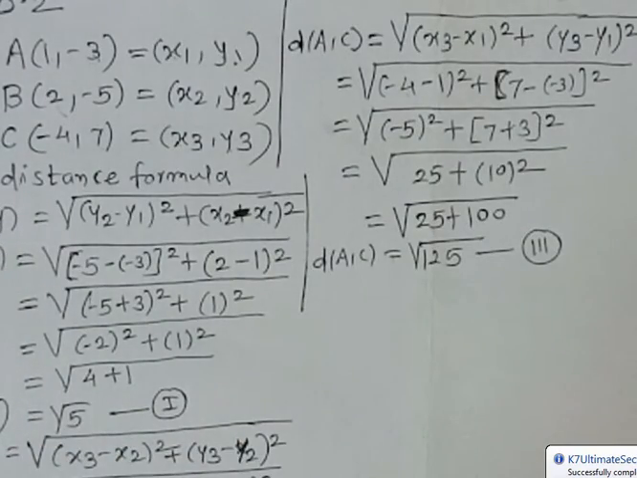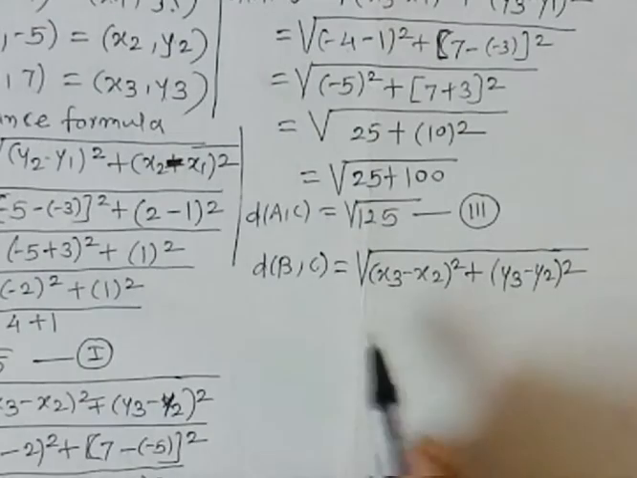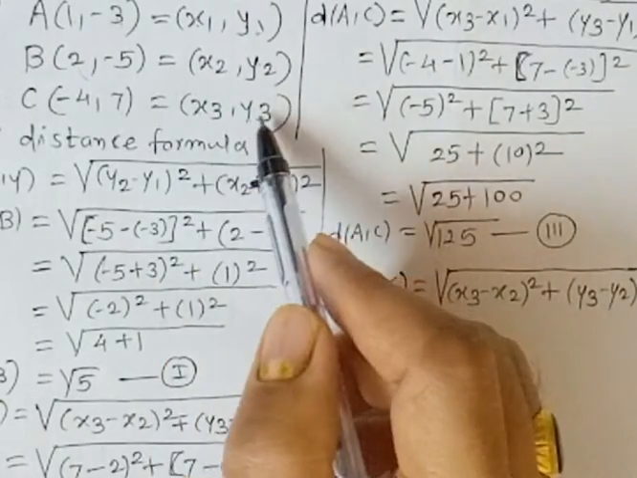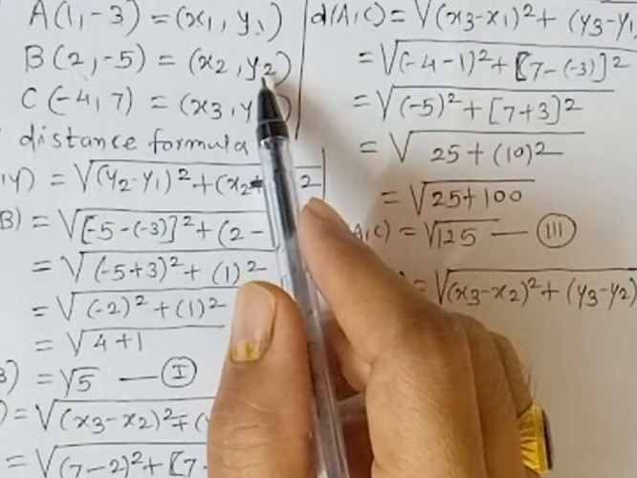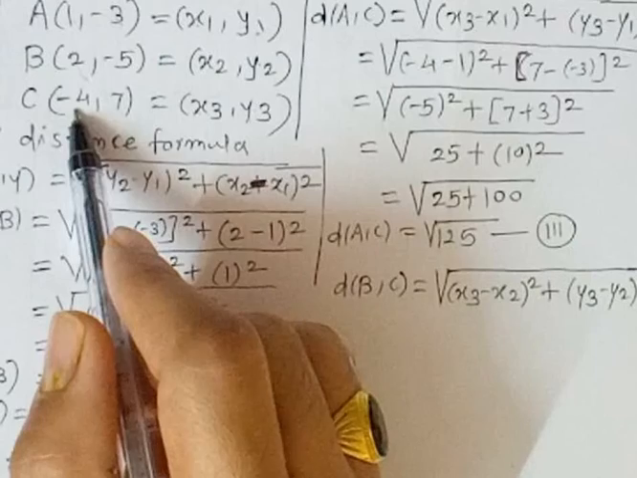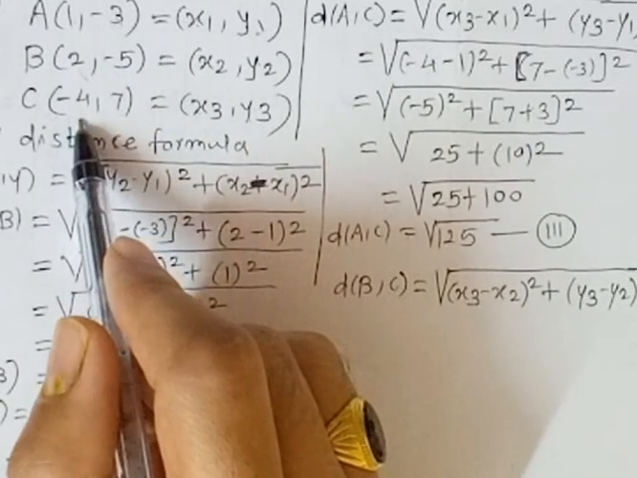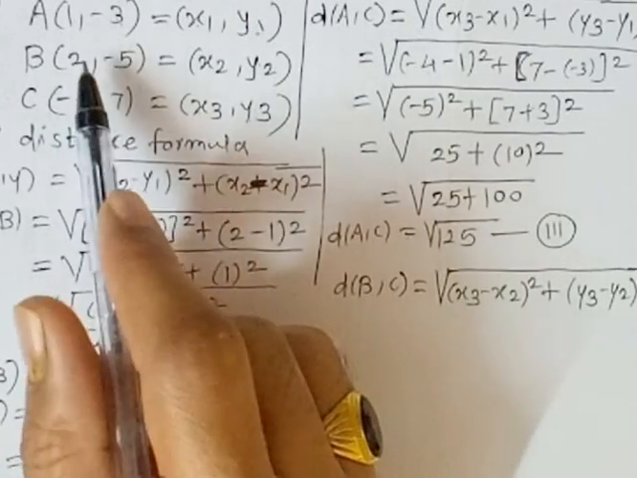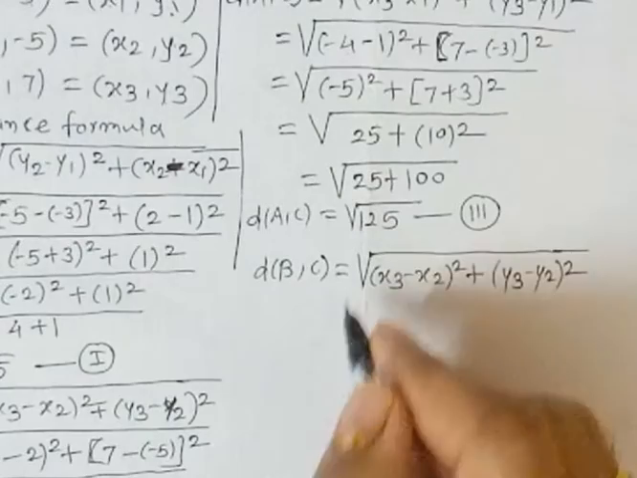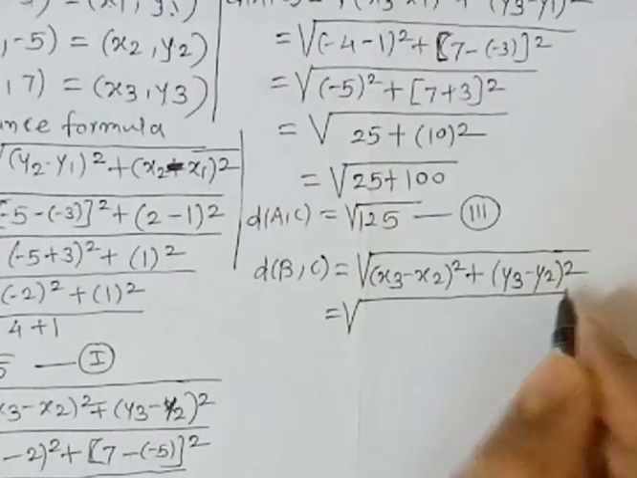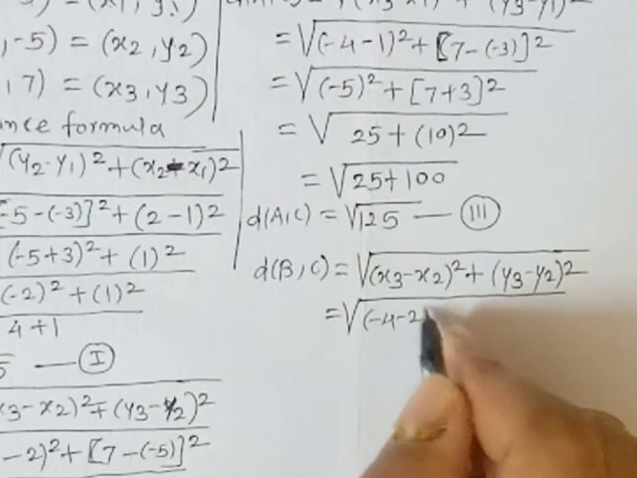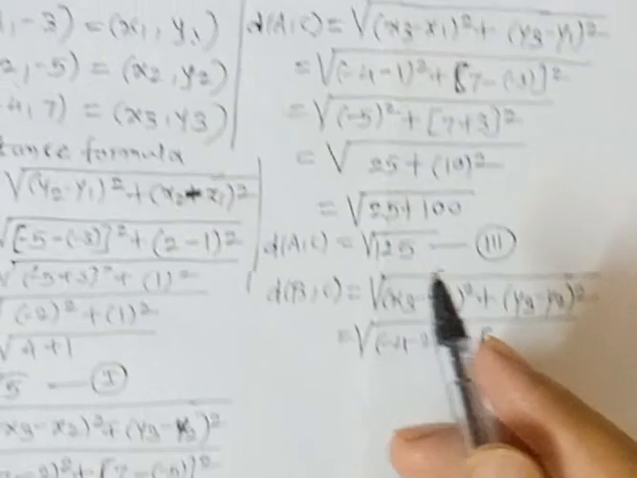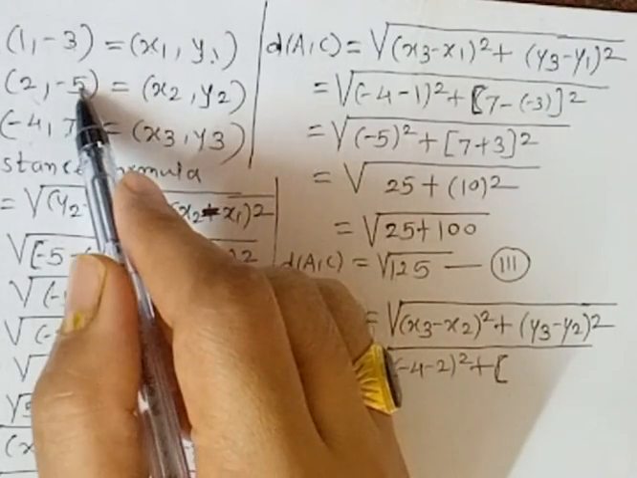Now we have to find out distance BC. Distance BC is equal to (x3 minus x2) to the whole square plus (y3 minus y2) to the whole square. Now here x3 is minus 4 and x2 is 2. Minus 4 minus 2 to the whole square plus y3 minus y2, here y3 is 7 minus minus 5.